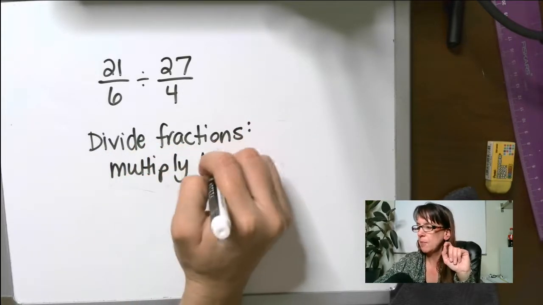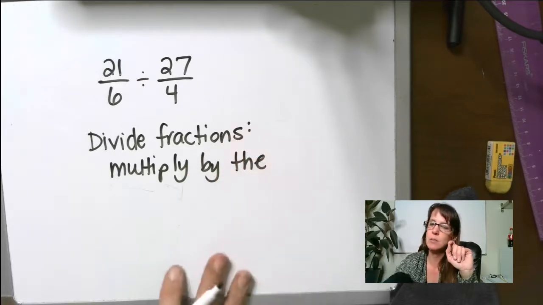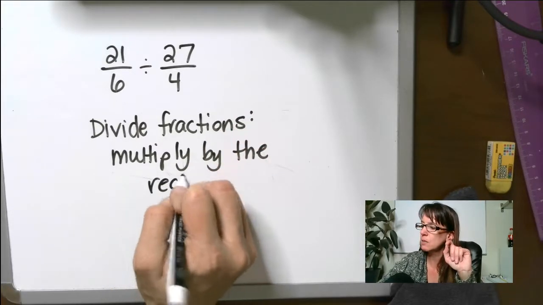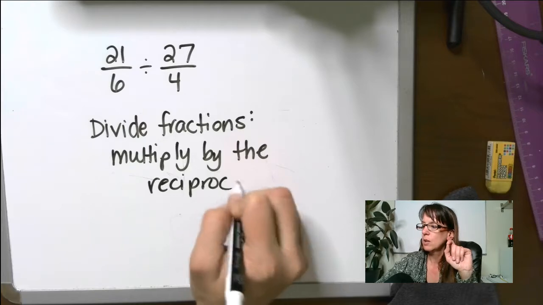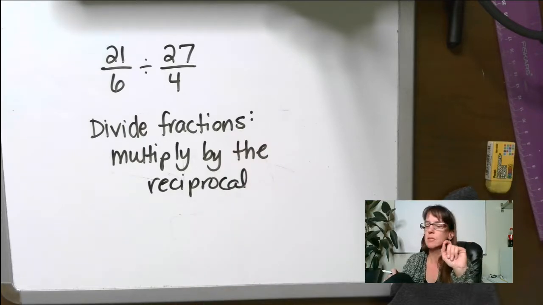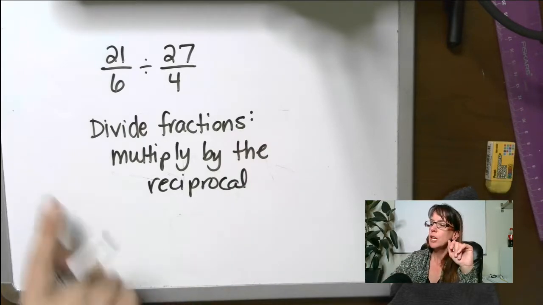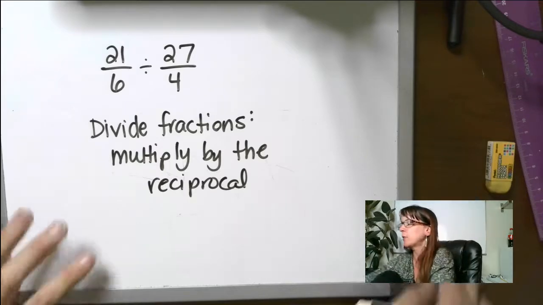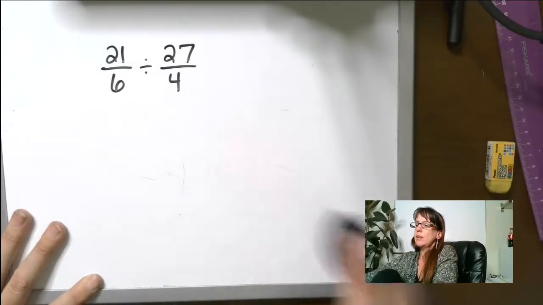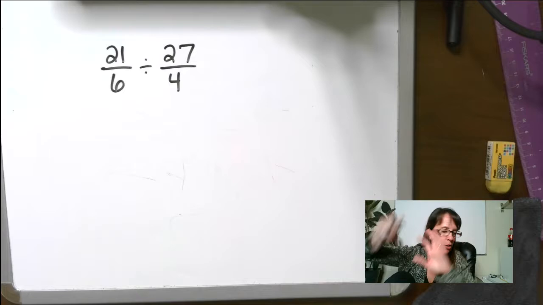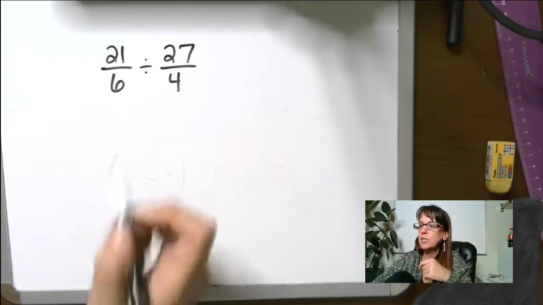Multiply by the, and I hate this word, reciprocal. I hope I spelled that right. Somebody will correct me if I didn't. All right, so you don't divide fractions, you multiply by the reciprocal. So now that you've got that down, circle it, highlight it, star it, do something. That is just to remind you we do not do this.